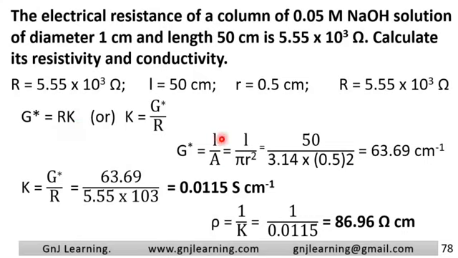Now what is G star? G star is L by A. L is given as 50 centimeter and radius is given, so A? From radius, how to find A? It is a circular cross section having a diameter, so the formula must be pi r square, area of cross section. Substituting the values, we will get 50 divided by, for pi it is 3.14, into 0.5 square, which is equal to 63.69 centimeter raised to minus 1.